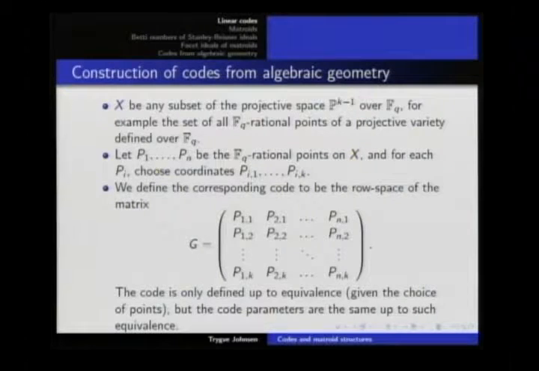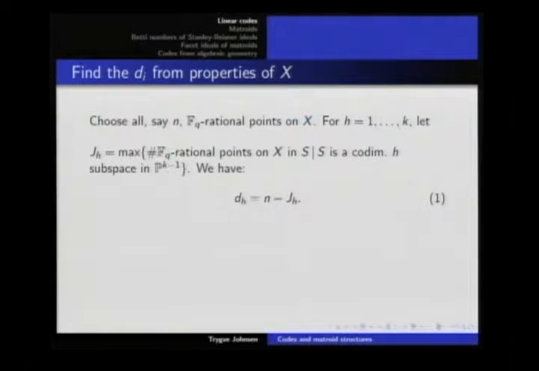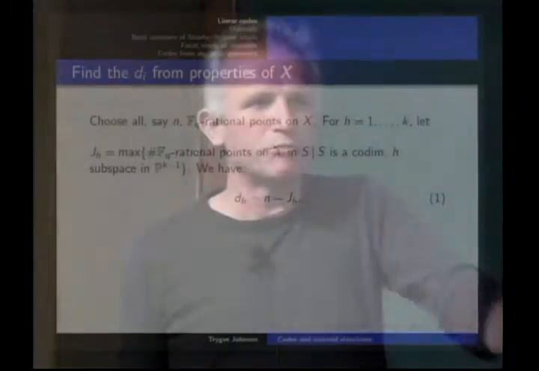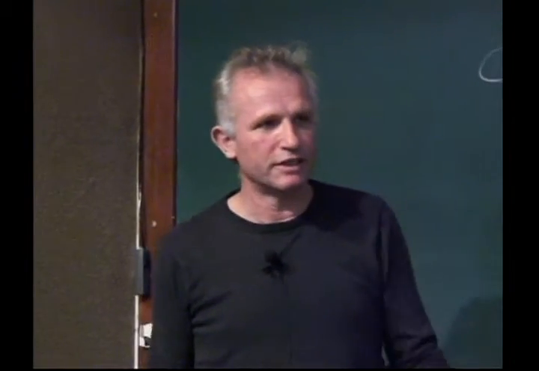Okay. Let's see. Now choose all the F_q-rational points on X, let's say that. And now for this variety X, you let J_H be the maximum number of F_q-rational points on X in a codimension H subspace in the projective space where it lies. I mean, J1 is the maximum number on a hyperplane section of X. J2 is the maximum number on any codimension 2 space.